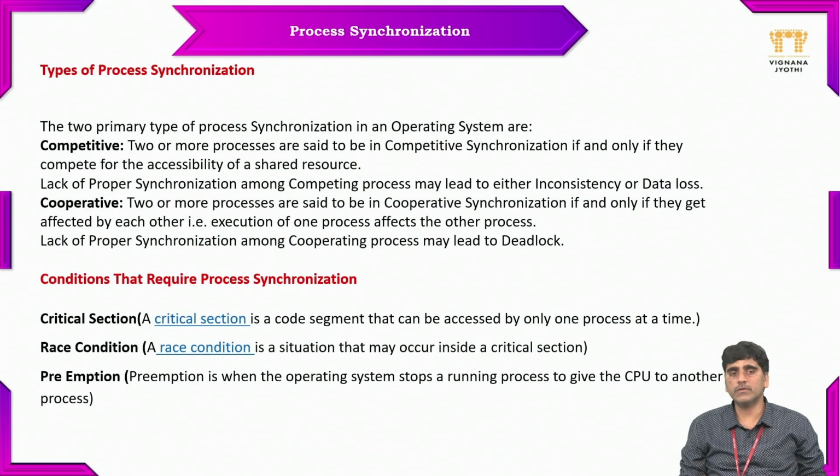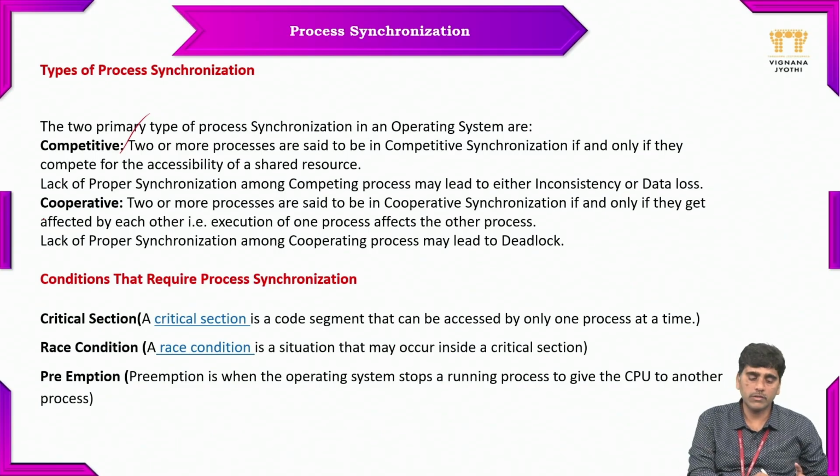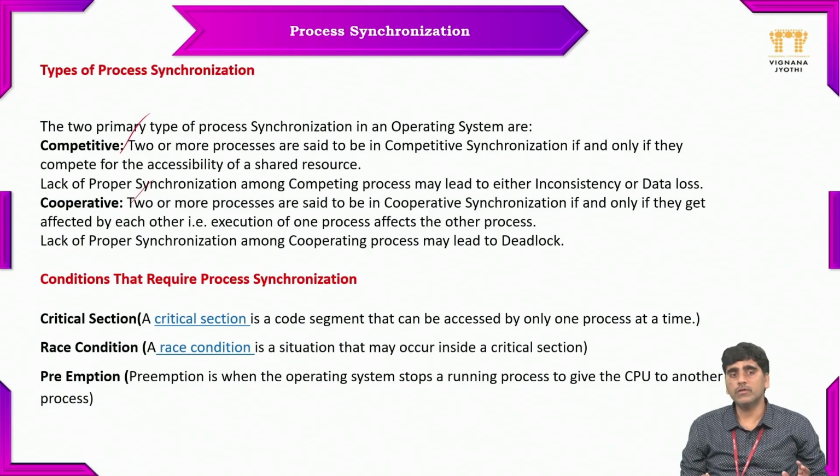There are different types of process synchronization. There are mainly two types. The two primary types of process synchronization in operating system are, first, competitive process synchronization, and second, cooperative process synchronization. So how are they cooperative and how are they competitive?